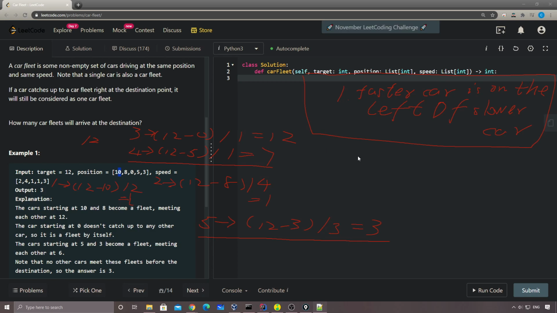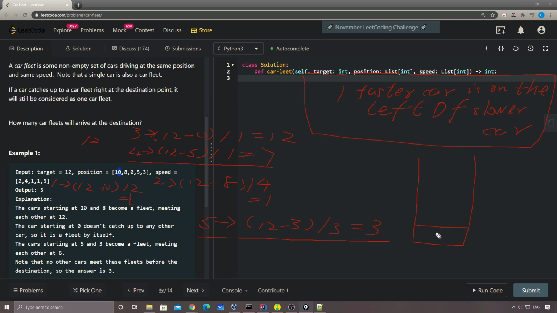Yeah, and we keep doing that until we have reached the first car, and then in the end, the length of the stack will be the final answer. So first we sort by the position along with the speed, and every time we have a car at the current position, we calculate its arrival time, and then we compare the arrival time with the top element of this stack.